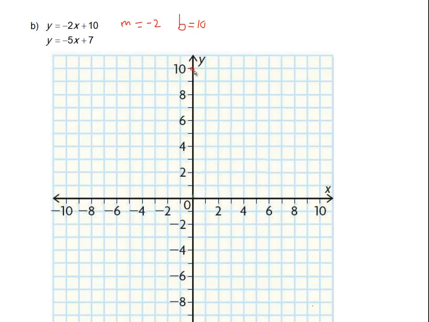So we start here. Now negative 2 is the same as negative 2 over 1, so down 2 to the right 1, down 2 to the right 1, down 2 to the right 1. Do that a few points. Of course, if we went over 1 and up 2, that would be another point there too, and we could graph this line. So that is the y equals negative 2x plus 10 line.